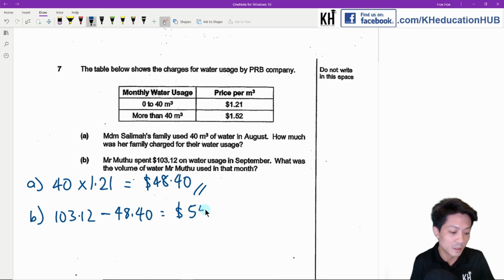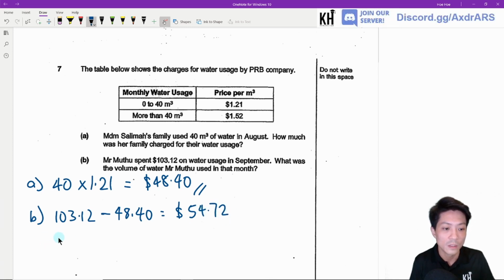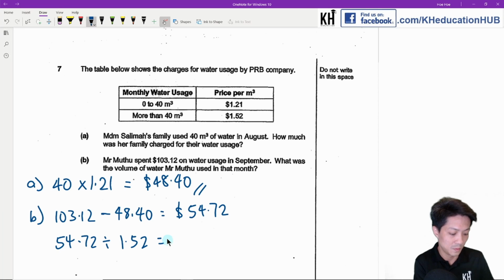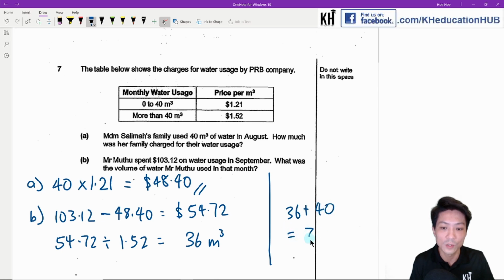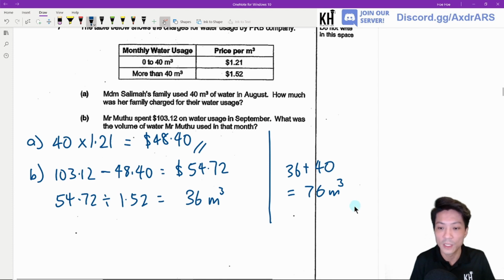Okay, that will be 54.72. The next step will be to use 54.72 divided by 1.52. This will give you 36, which is 36 cubic meters. So to finish up part B, you need to use 36 plus 40, which is equal to 76 cubic meters. This will be the answer for part B.